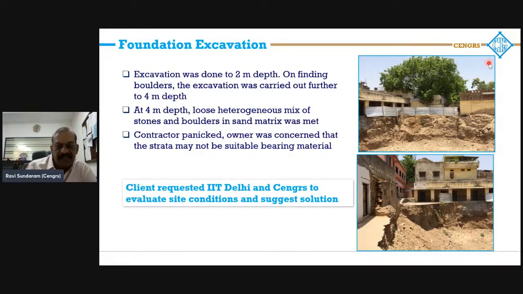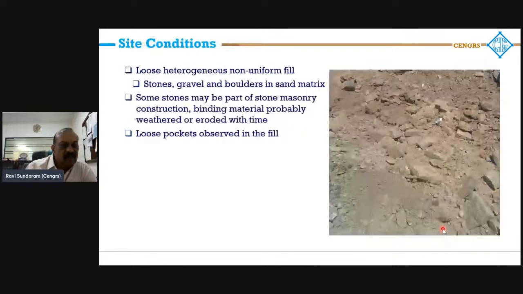So this is the condition which was seen there. So the loose heterogeneous non-uniform fill, you could see here, stone and gravels in a sand matrix. The stone may be part of the construction. Some of these were well cut and prepared stones. So these have probably eroded with time, and loose pockets were observed in this fill.